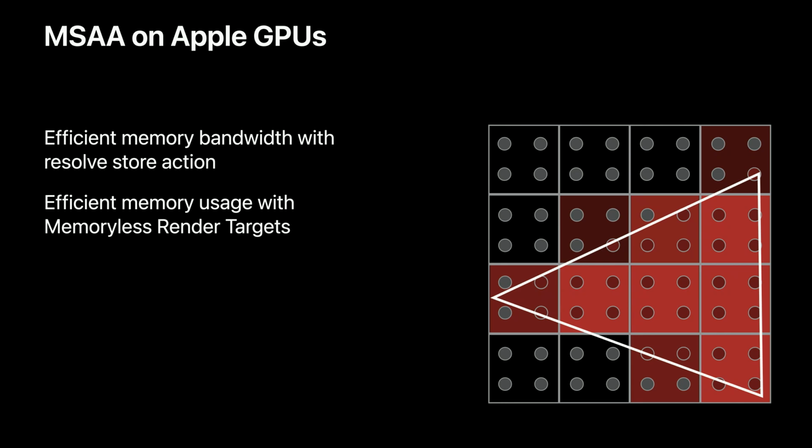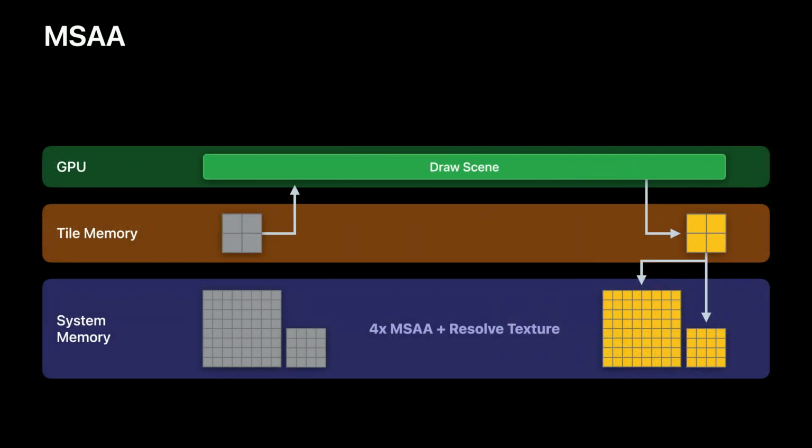So let's review this. Trivially, this is how it would look. We have a large multi-sample texture as well as a resolve texture. At the end of the pass, we store the multiple samples and resolve.